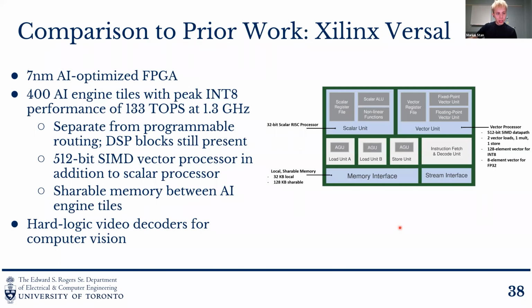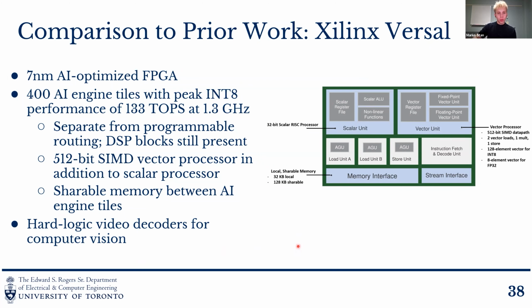Another AI-optimized FPGA is the Xilinx Versal. This is a 7 nanometer AI-optimized FPGA, so a smaller process node than the Stratix 10NX. Here we have 400 AI engine tiles with a peak frequency of 1.3 gigahertz. These are separate from the programmable routing fabrics. They still have DSP blocks present, and they have both a 512-bit SIMD vector processor in addition to a scalar processor shown here. They have shareable memory between the different AI engine tiles, and they have additional features for computer vision like hard logic video decoders.